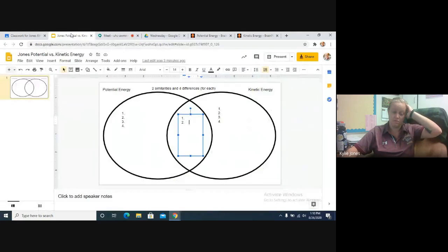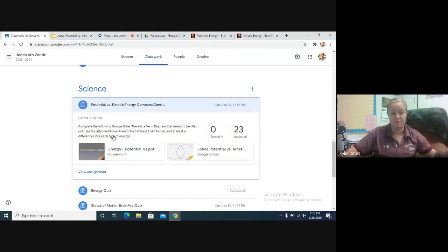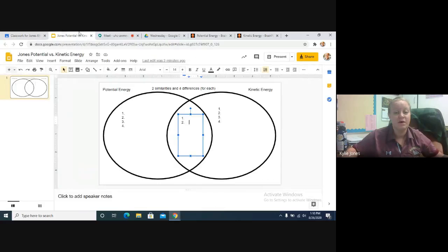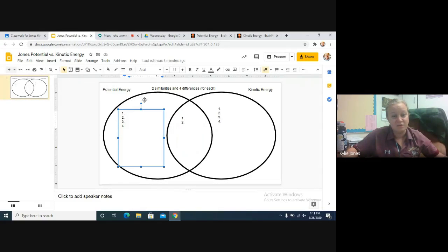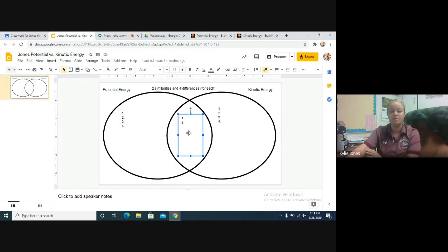So what you guys are going to do, you have the PowerPoint on your Google Classroom right there. You can open it up and use it, and I would highly suggest that you do. But your goal here is to complete this Venn diagram. So remember, Venn diagrams show how things that are similar go in the middle where the two circles overlap. So you're going to tell me two similarities in the middle between potential and kinetic energy. Okay? And it can be as simple as they're both energy. You can steal that one if you'd like to. It can be as simple as that, or you can get complex if you'd like to. But you need two similarities, two things that are the same about potential and kinetic energy.